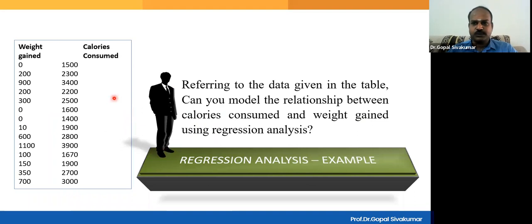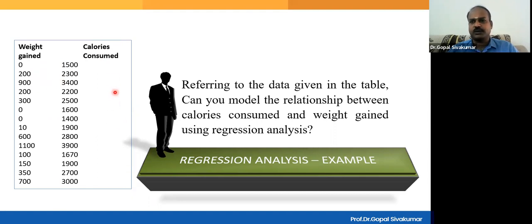And now let us do the correlation as well as the regression with a small case study. See here, a person is studied for his weight gain for different values of calorie consumption. So he consumes 1500 calories and he is found to stay at the same weight. Suppose he increases the calories, then his weight is also found to increase, 200 gram, 900 gram, and something like that.